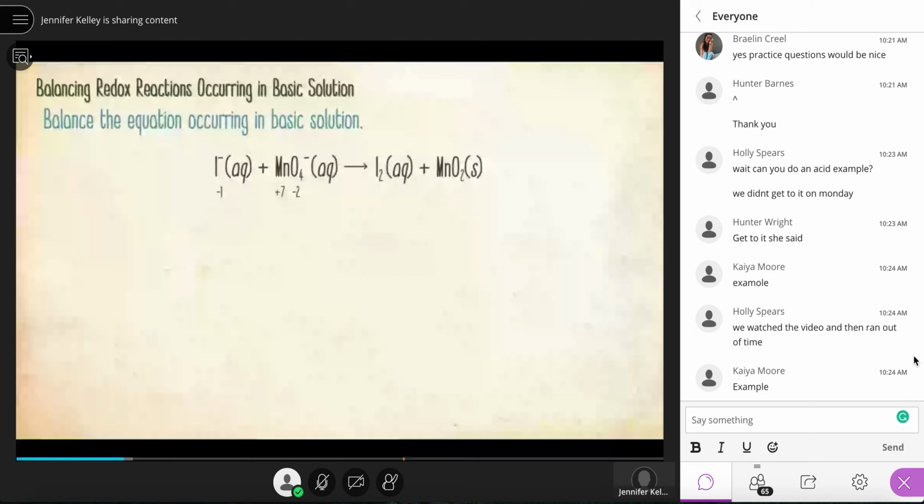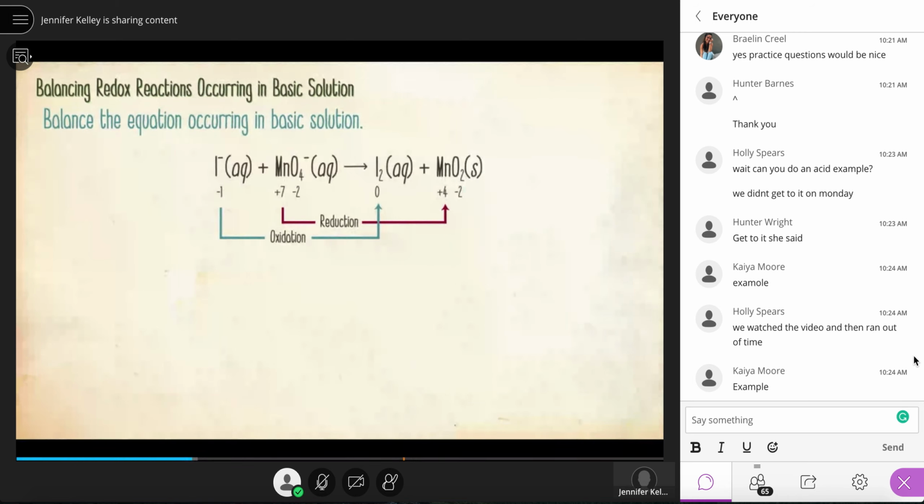On the product side, the I2 is a free element and has no charge, and therefore has an oxidation state of 0. The oxidation state of the oxygen in MnO2 is -2, and there are 2 of them for a total of -4, which means the oxidation state of Mn must be +4. Notice that the iodine has increased in oxidation state from -1 to 0, so it's been oxidized. The manganese has decreased in oxidation state from +7 to +4, so it's been reduced.